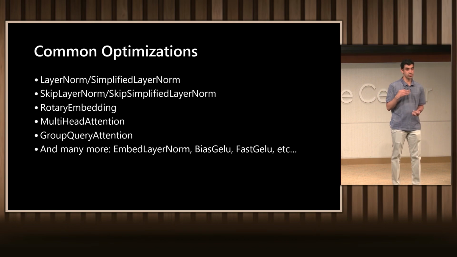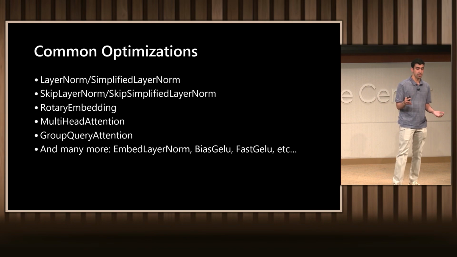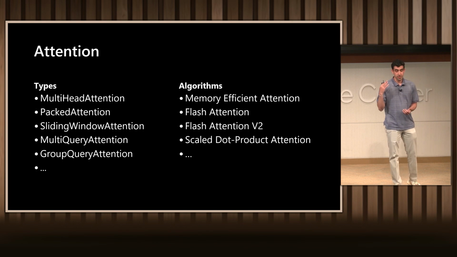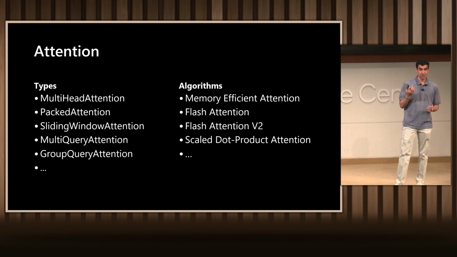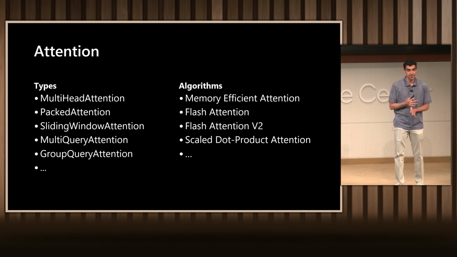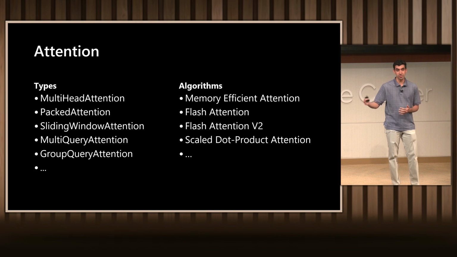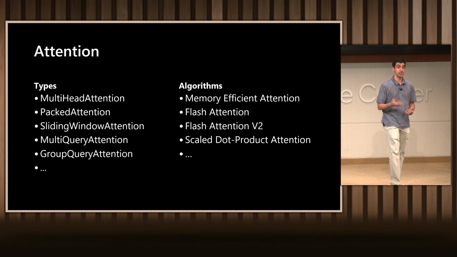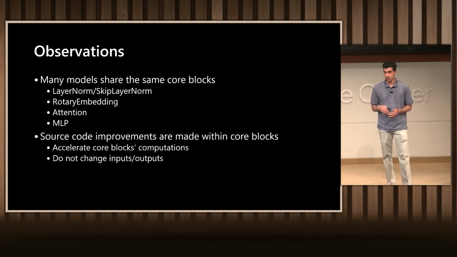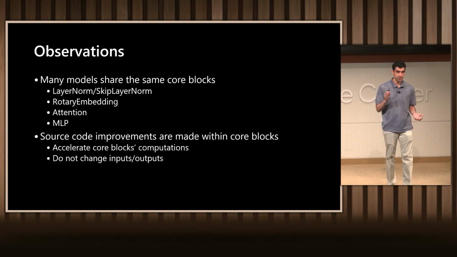And when we have these optimized contribops in our ONNX model, there might be many, many types of variants. So if we take attention, for example, there's many types of attention. There can be multi-head attention, packed attention, sliding window attention, multi-query attention, group query attention, and the list goes on. And for each of those operators, it can have multiple different kernel implementations under the hood to run the actual calculations. So algorithms like memory efficient attention, flash attention v2, scale dot product attention, and the list kind of goes on.